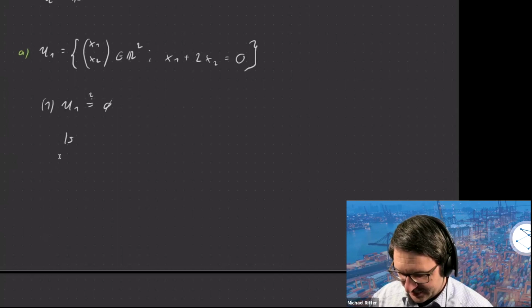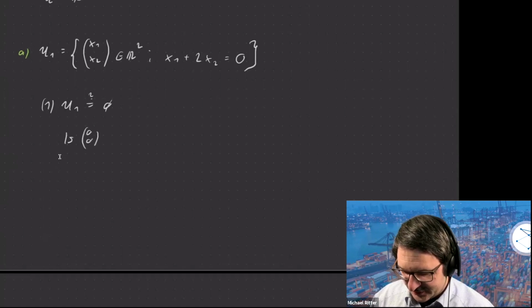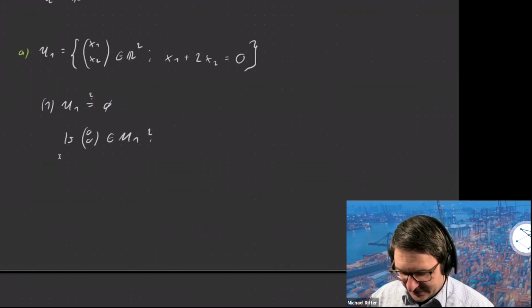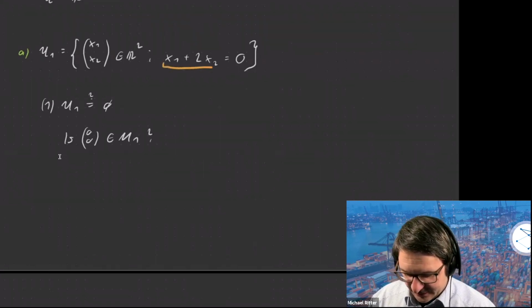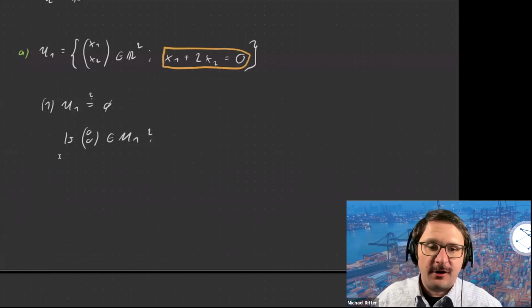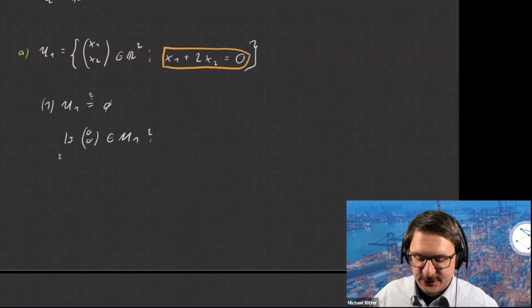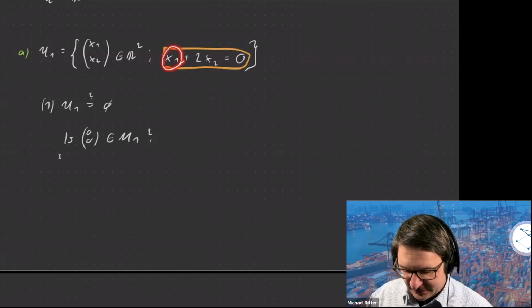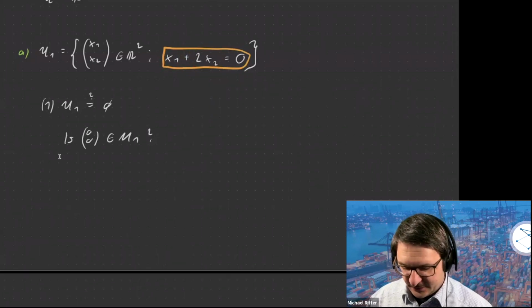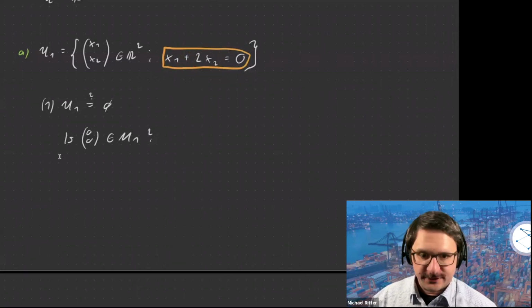The question we ask here is: is the vector (0, 0) in U1? Well, U1 is defined by this property. U1 consists of all vectors that fulfill this: the first coordinate plus 2 times the second coordinate is 0. So what we have to do is check whether this holds for the 0 vector.